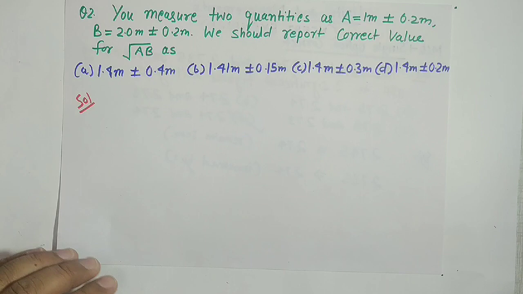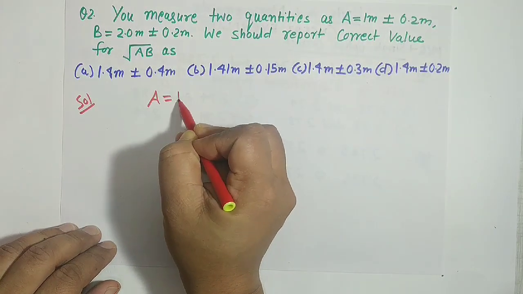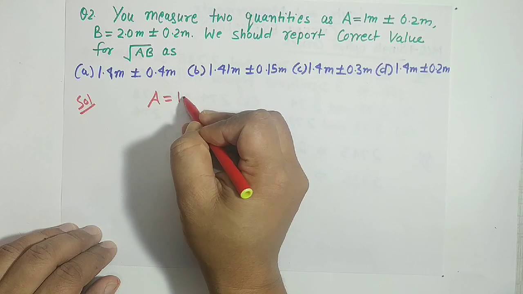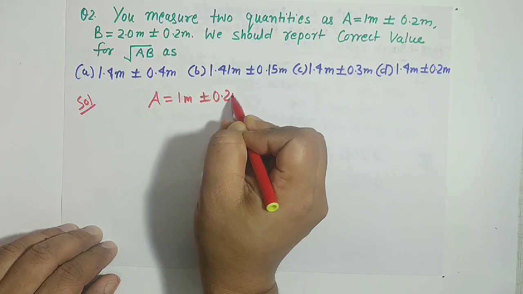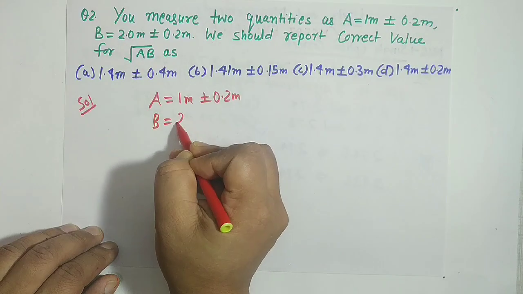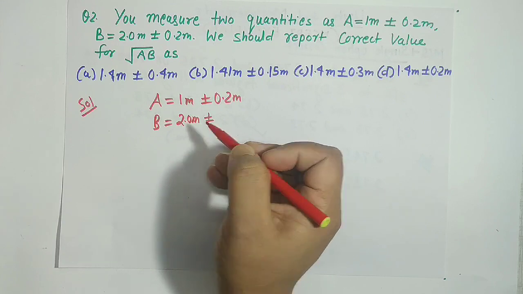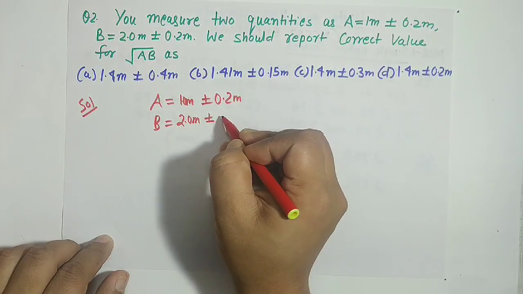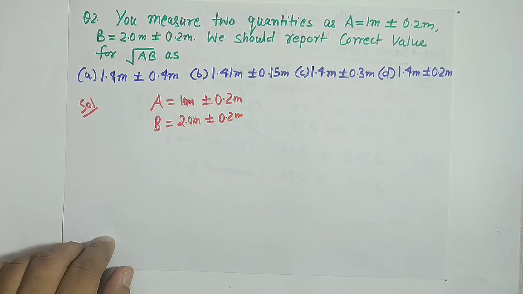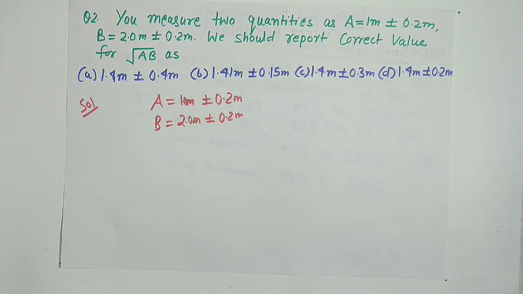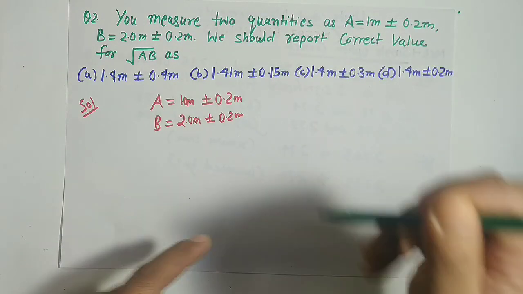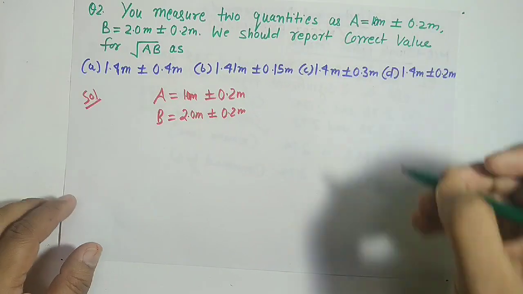Now the first thing is, what is A? A is 1 meter plus minus 0.2 meter. And then what is B? It is 2 meter plus minus 0.2 meter. Okay. So 1 meter plus minus 0.2 meter, and the second one is 2.0. I'm going to write it here, remember, it is 2.0. Okay. So we are going to solve it now.